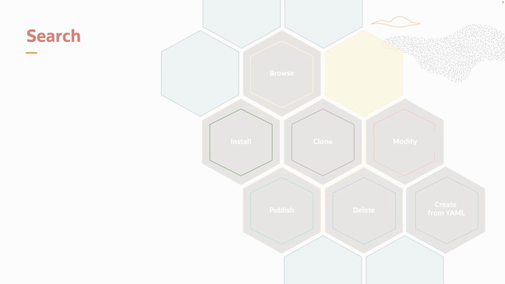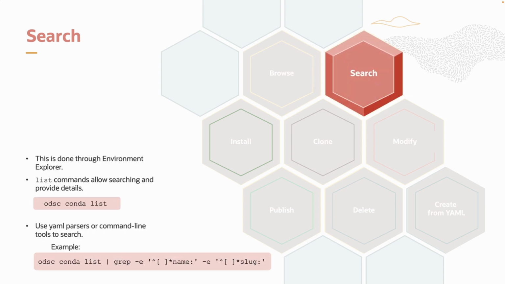Searching. There's no specific command for searching in the command line, but you can do searches through the Environment Explorer. To do it on the command line, you would do the ODSC conda list command, and then you can pair that with different command line tools such as grep to search for different parts of the YAML file.